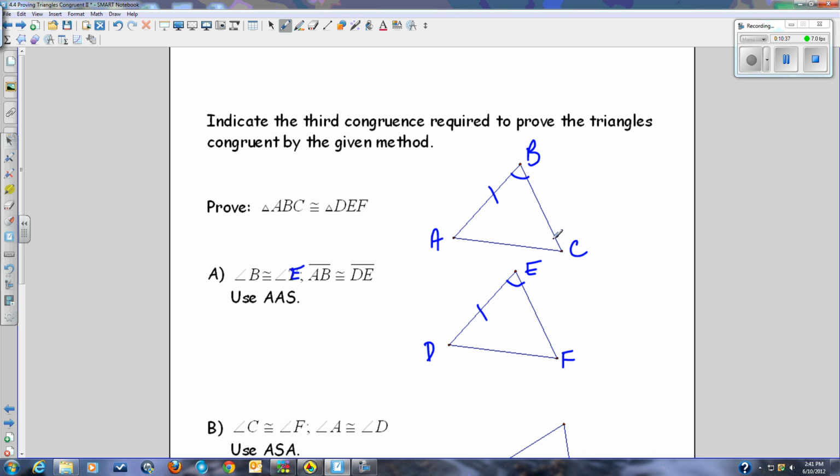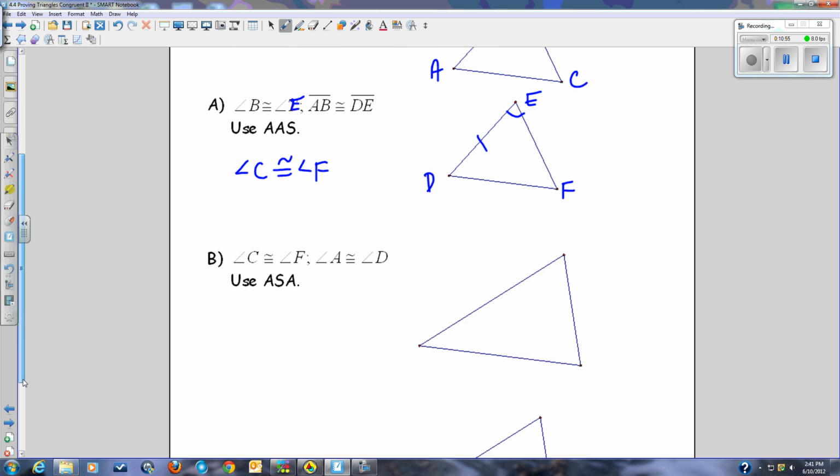Well, we need two angles in a row, and the side can't be between the two angles. The congruent side can't be between the two angles. So that means what we need is that angle C must be congruent to angle F in order to use the AAS postulate. Let's move on.